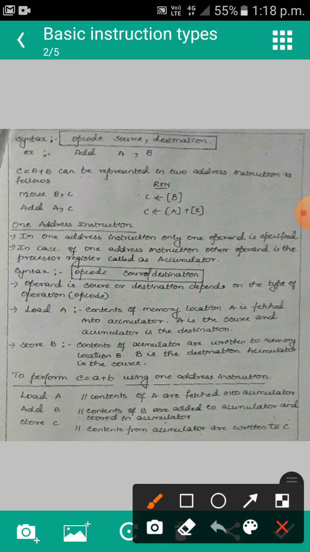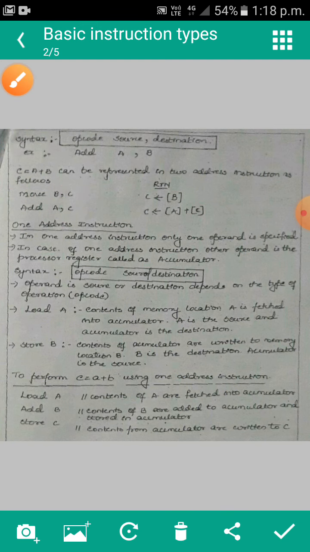Here you can see we have to add the a and b values and the result is stored in c. So for that we move the b's value to the c variable and add the content of a and c, and after adding the result is stored in c. This is what a 2 address instruction is. If we use 2 operands, this is a 2 address instruction.